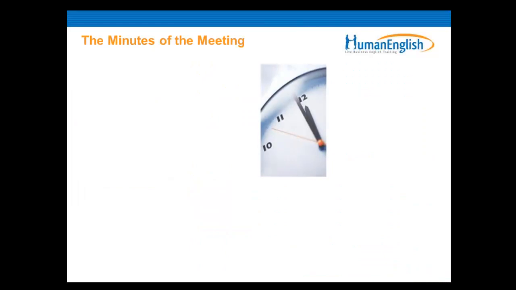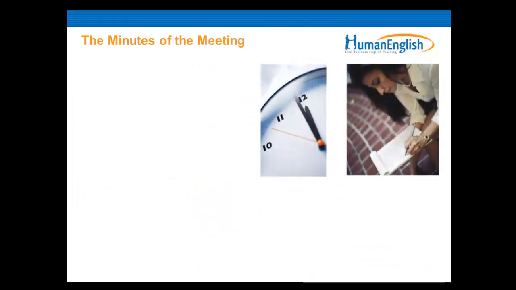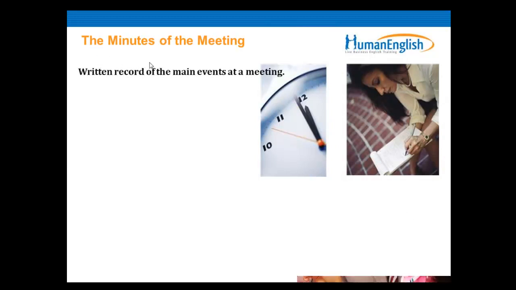Okay, here we can see a minute of a clock, but the minutes of a meeting are the written expressions, the written account of what happened. It's a written record of the main events at a meeting. Okay, what do minutes include?